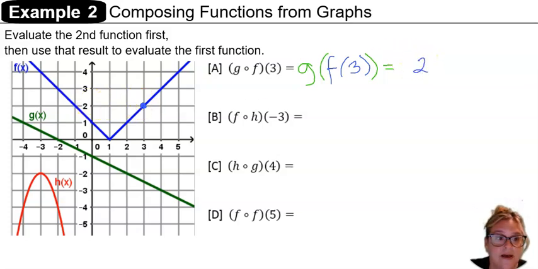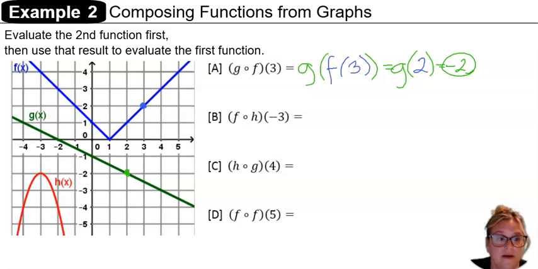So we're going to use that result to evaluate the function g. So we want to find the x of 2. So here's where x is 2. This time, though, we're going down to the function g, which is green. So when x is 2, the y value, the output, is negative 2. So this answer is a negative 2.